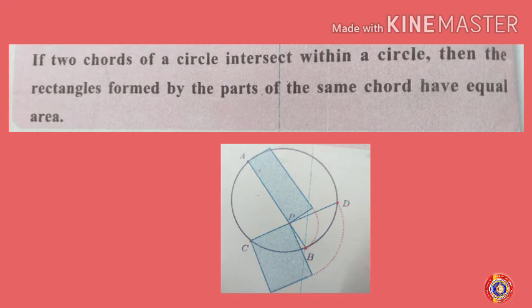Next, if two chords of a circle intersect within a circle, then the rectangles formed by the parts of the same chord have equal area. Here AB and CD are the two chords. They intersect at a point P. The rectangle formed on the parts PA and PB and the rectangle formed on the parts PC and PD have equal area. Okay.